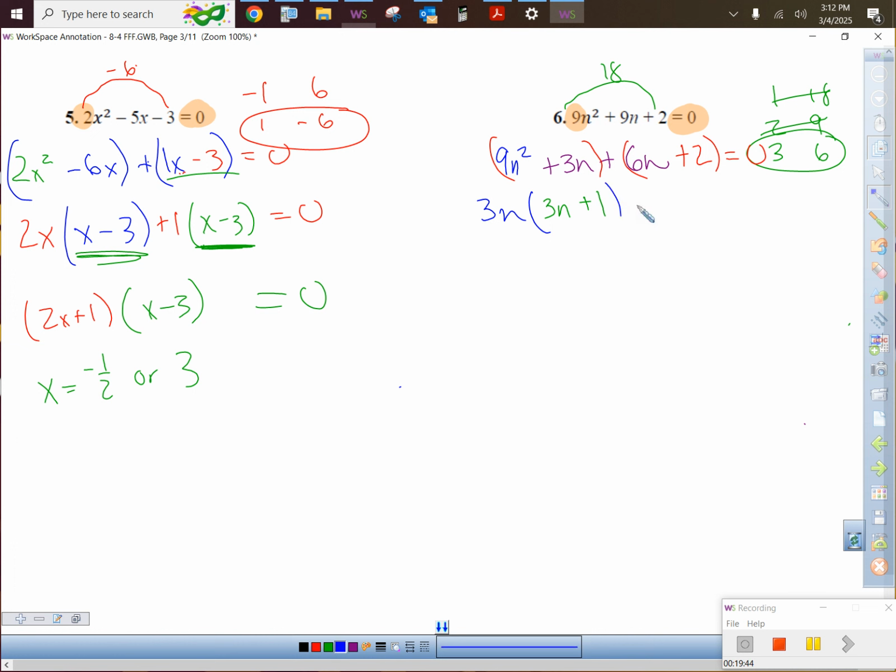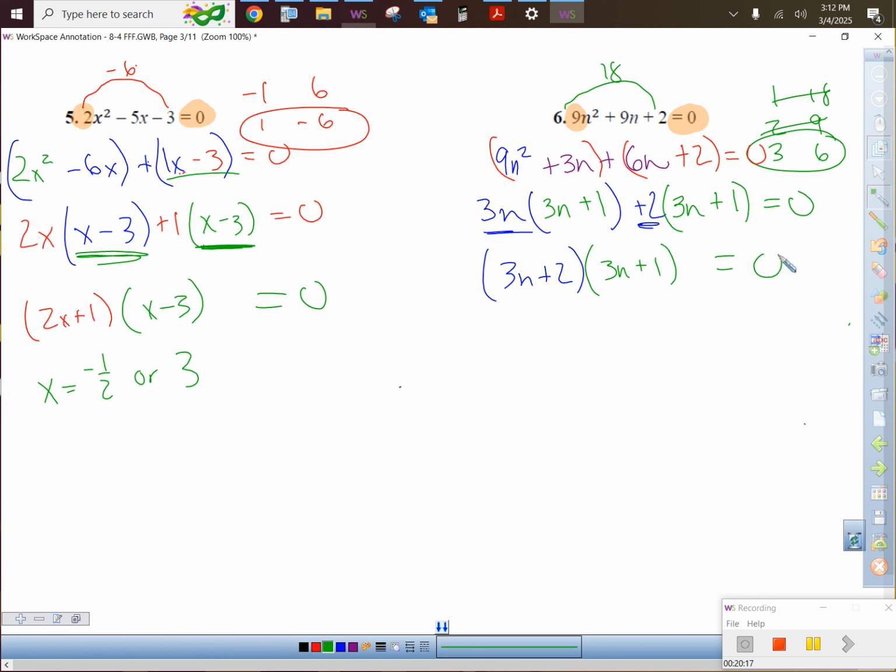Taking out a positive GCF, between each one of those I could take out a 2, right? And let's see if I get 3n plus 1 when I do that. 6n divided by 2 is 3n, that's nice. 2 divided by 2 is 1, so yeah, equals 0. Regroup. 3n plus 2, the GCFs, became a group of their own, and then 3n plus 1 equals 0.